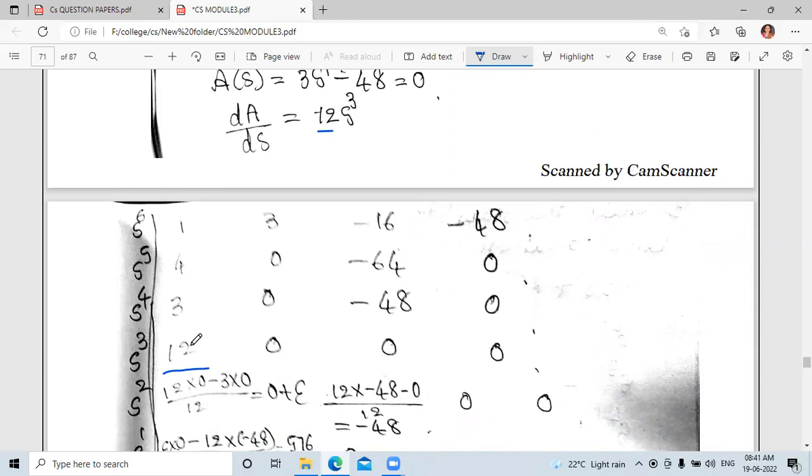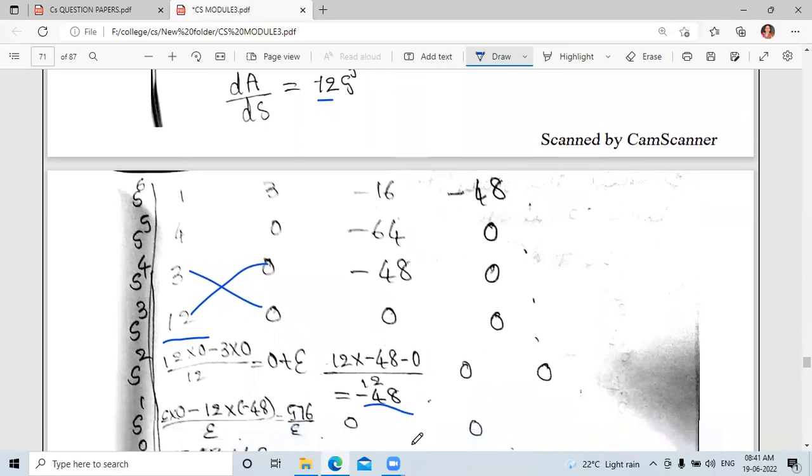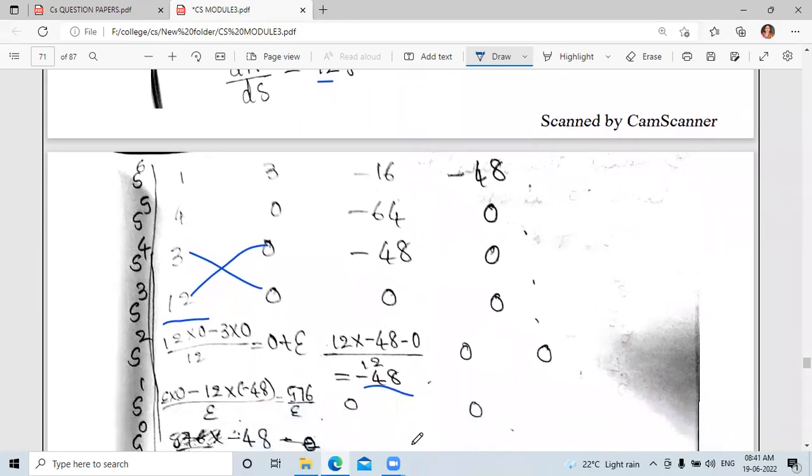Now you can calculate 12 into 0 minus 0 into 3. Again, the value you get is 0. Next you multiply: 12 into minus 48 minus 0 into 3, divided by 12. For that you are getting minus 48. Next value, 12 into 0 minus 0 into 3 divided by 12, you'll get 0. So this is the 0 value and this is minus 48. Next 0. So here only one element is 0, not the overall row.